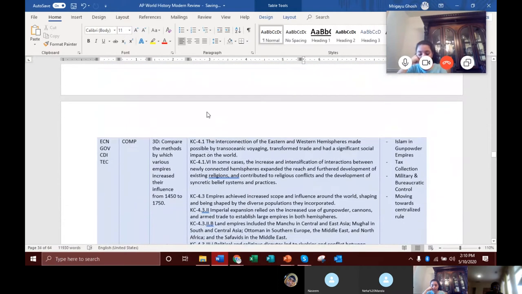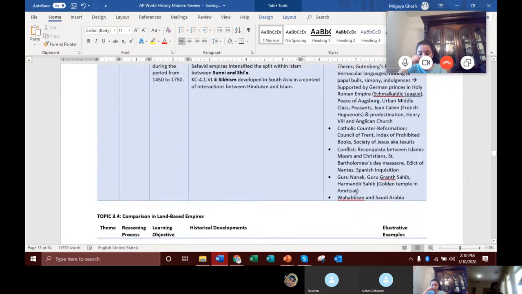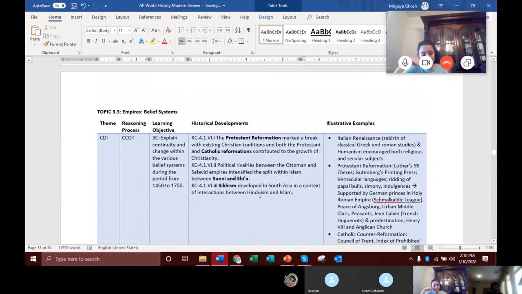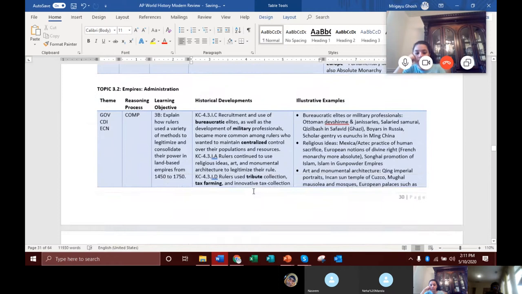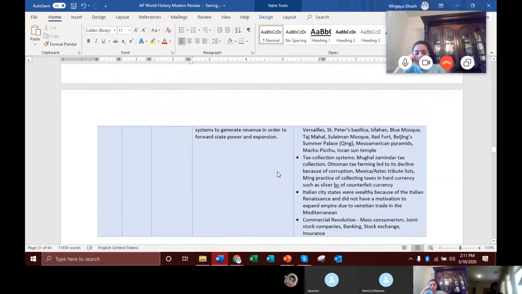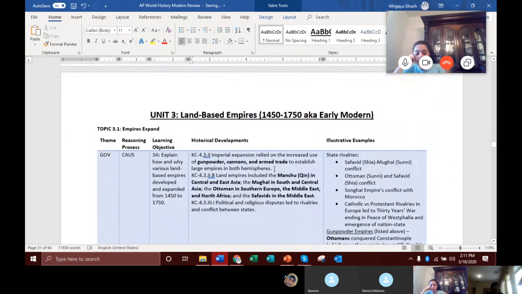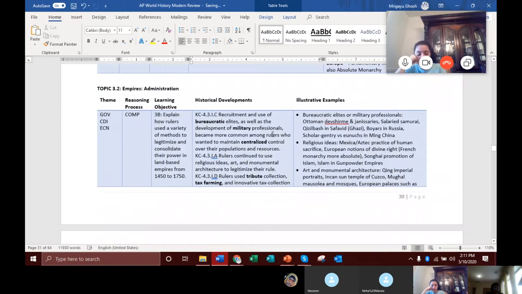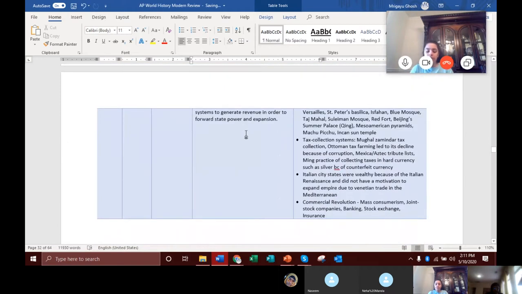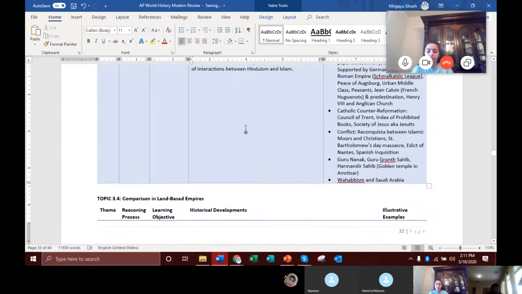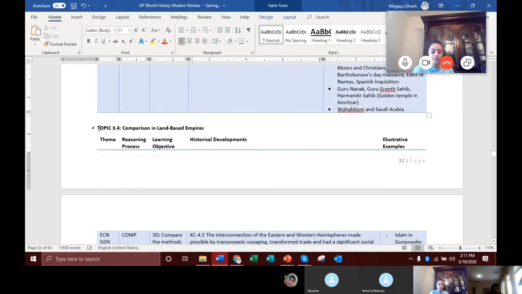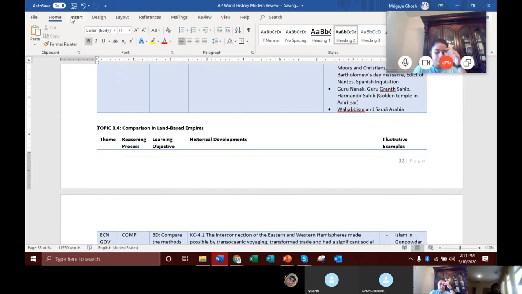Let's see. So maybe they would actually go here. Cultural developments, belief systems. Maybe it's because they only mentioned belief systems. Centralized, okay. Commercial revolution. Where would it go? I think that's the biggest question, because it doesn't look like it would go here, because this is to consolidate power. Doesn't look like it would go here because this is belief systems, and I should probably put a page break there just to make it clearer.